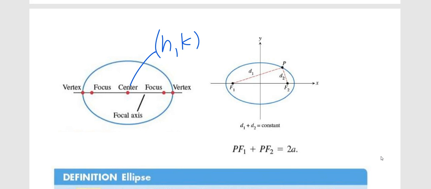Now, what do you think sits on the focal axis? Any guesses? Don't say foci, they're going to throw you out of parties. The foci. Oh, my goodness. All right, so you're right. The foci sit on the focal axis, which makes a whole lot of sense.